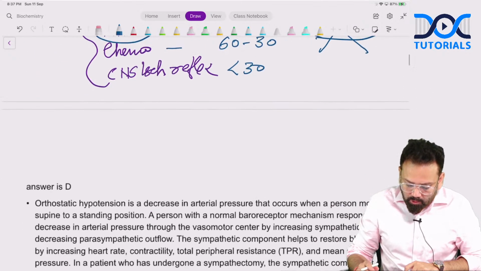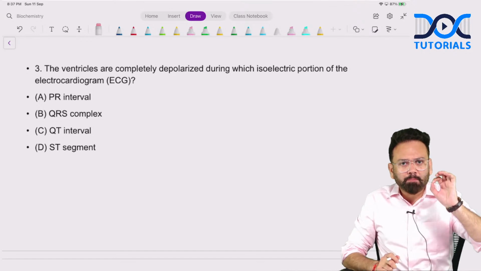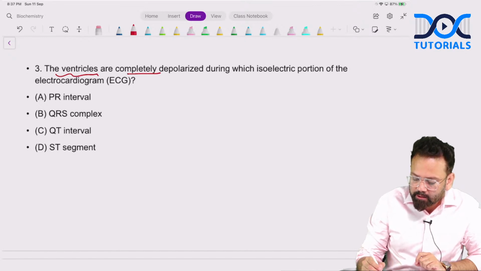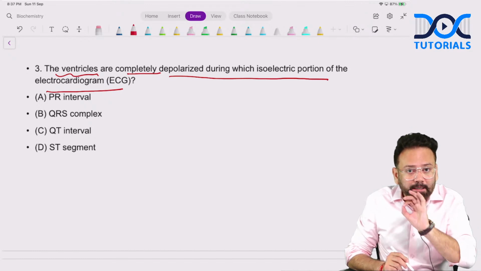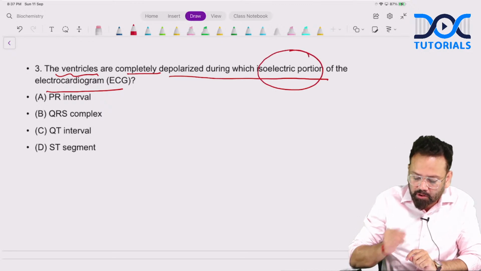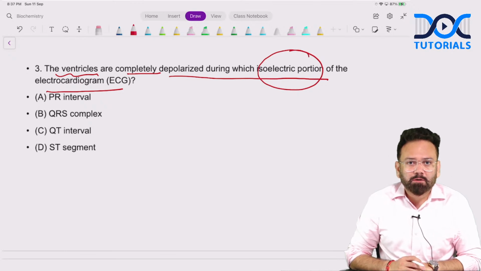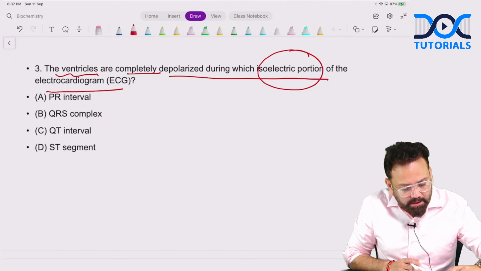Very good. Most of you are giving the right answer. Now, a very simple question, but very important. The ventricles are completely depolarized during which isoelectric portion of the ECG? What is your answer? Please everyone try to answer. Even if you are wrong, there is absolutely no problem.